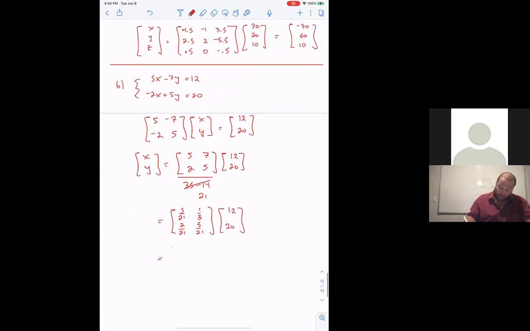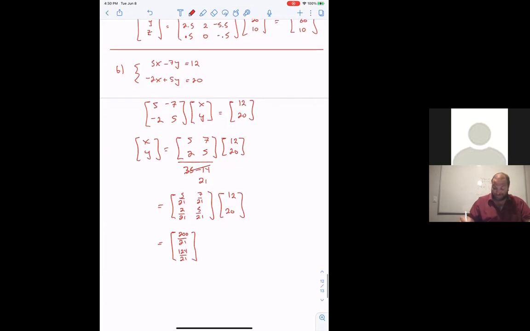Oh, why did I do this by hand? Okay, so 60 over 21. You know what? Let's get a common denominator. Let's keep this as 7 over 21. So I have 60 plus 140, so 200 over 21. And the other one is 24 plus 100, 124 over 21. Well, that wasn't half bad, assuming I did it right, which you never really know.